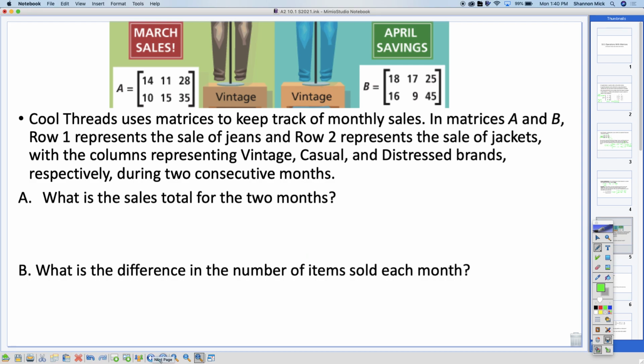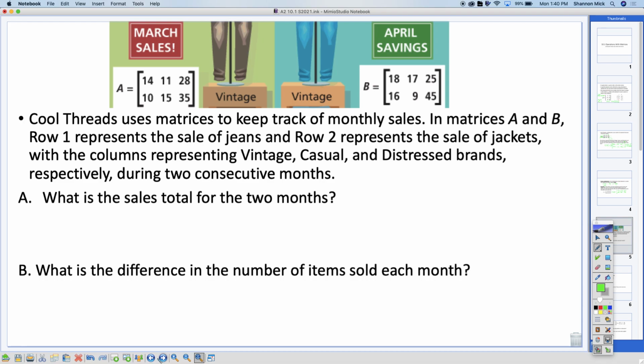So now I've got another situation. Cool Threads also uses matrices. And guys, they're giving you these examples because they are real world. They are used. They're not this basic, but they are used in those POS, point of service systems, at Maurice's, at Walmart, at Arby's. They're using these in their programs. Cool Threads uses matrices to keep track of their monthly sales.